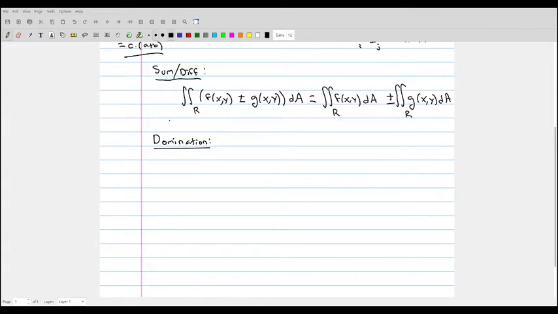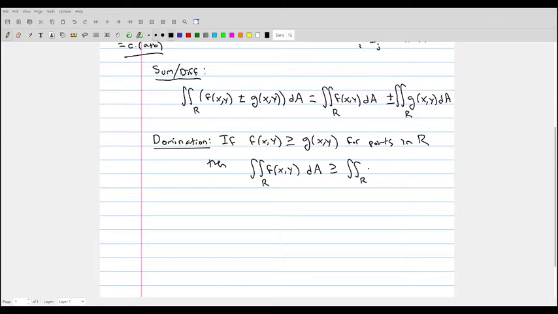And this says that if a function, say f, is always greater than or equal to another function for points in the region R, then necessarily the double integral of the top function must also be greater than or equal to the double integral of the bottom function, for points in R.